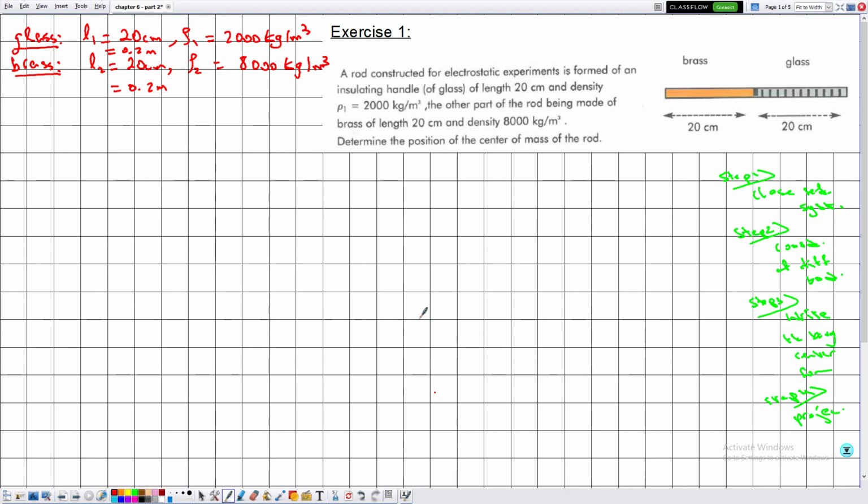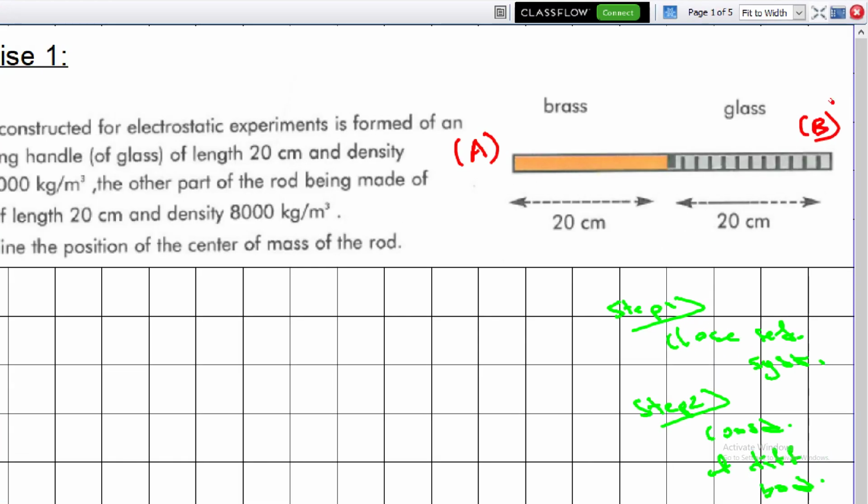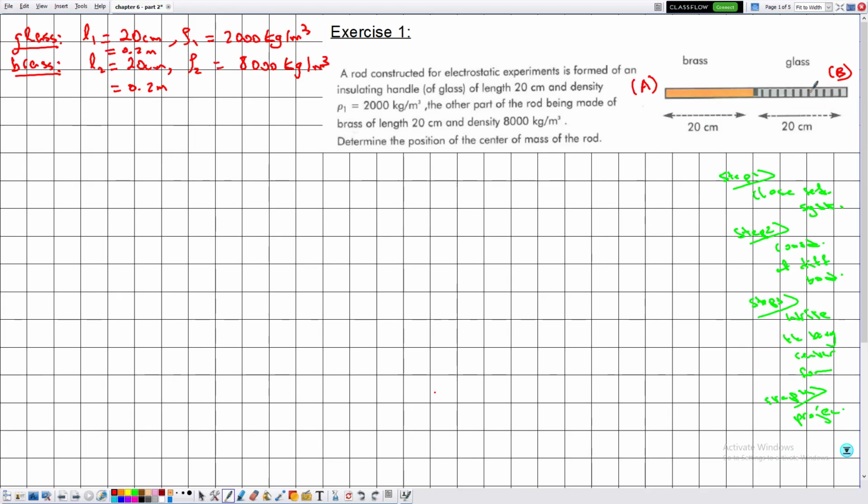So they are telling me to determine the position of the center of mass of the rod. Notice that the rod consists of two bodies that are made up of brass and glass. Suppose that this is the object A and this is the object B. Here we need to choose first the reference system. Independent of our choice, the result will be the same. For example, first we need to choose the origin. We can choose the origin to be at this point, or at this point, or even at this point. Our result will be independent of the chosen reference system. Suppose that in this case we will take the origin to be this point.